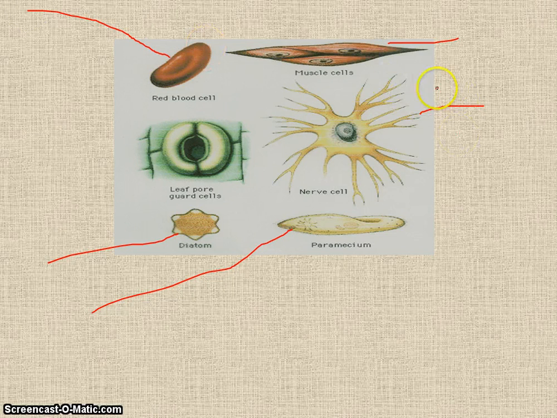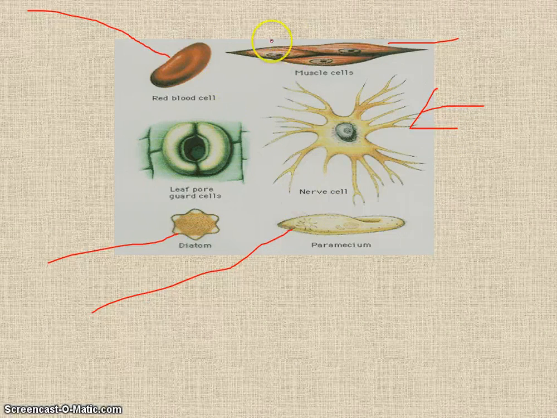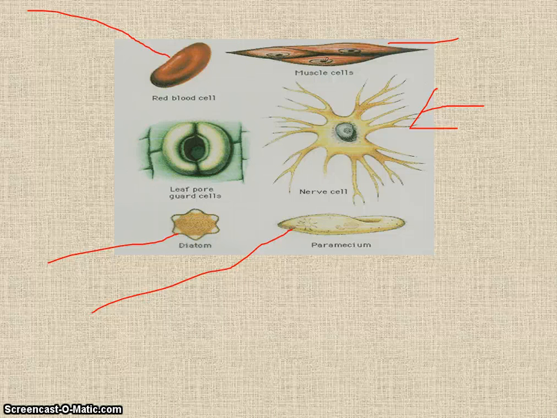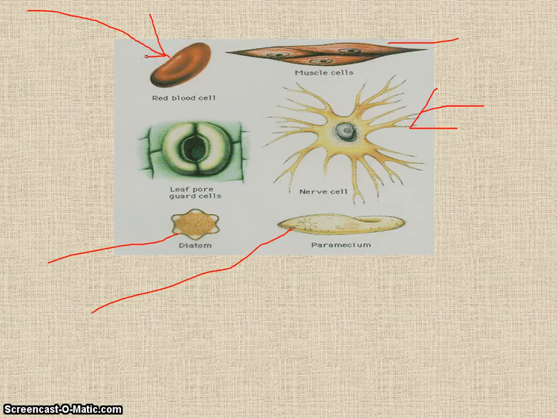Now, the nerve cells, you can tell that they send and receive information, where the muscle cell is going to contract and relax to move our body. And then the red blood cell kind of looks like a raft. It carries oxygen through our vessels.